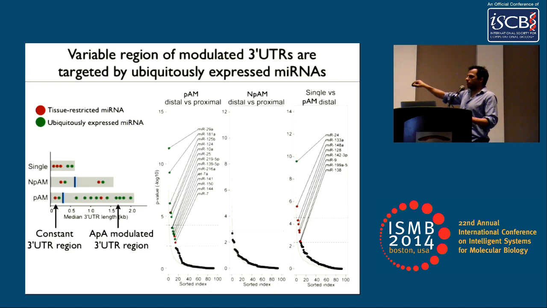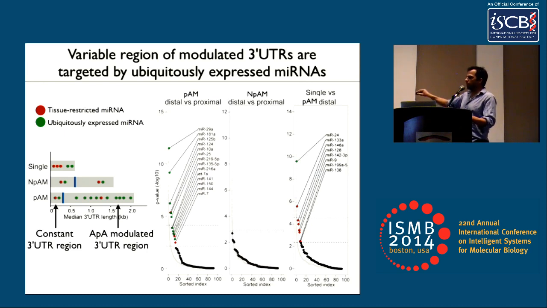This region in this blue site is the median proximal cleavage site, and this is the part that is regulated by APA and can be preferentially kept or lost. This part here is a constant region. APA can't do anything to include or remove this. It's always there, just like the single UTRs. And what we saw is that when you compare binding of microRNAs to variable regions of UTR versus constant ones, we found an enrichment of binding of ubiquitously expressed microRNAs to ubiquitously expressed genes in the variable region when you compare binding to here versus here.